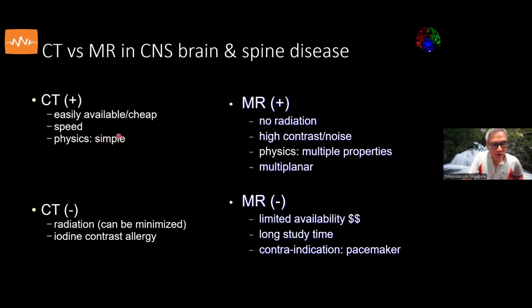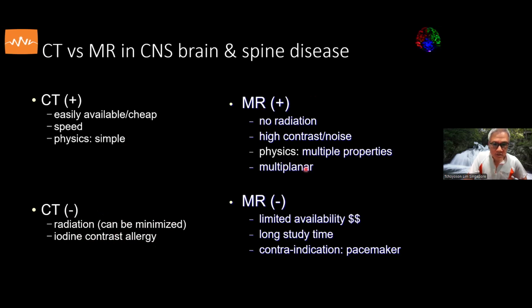The stopping power of the structure to X-rays determines the grayscale, and therefore it's relatively straightforward. However, it's limited in the information compared to MRI, which can probe and interrogate more physical properties than CT. The disadvantage of CT is that there is ionizing radiation, which should be minimized. And of course, patients with iodine contrast allergies will not be able to undergo contrast examinations.